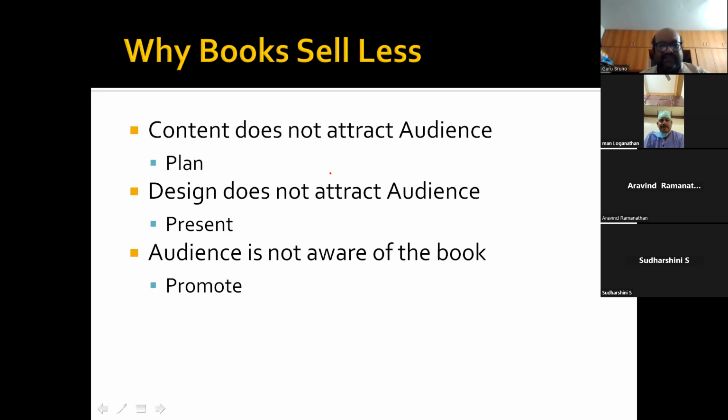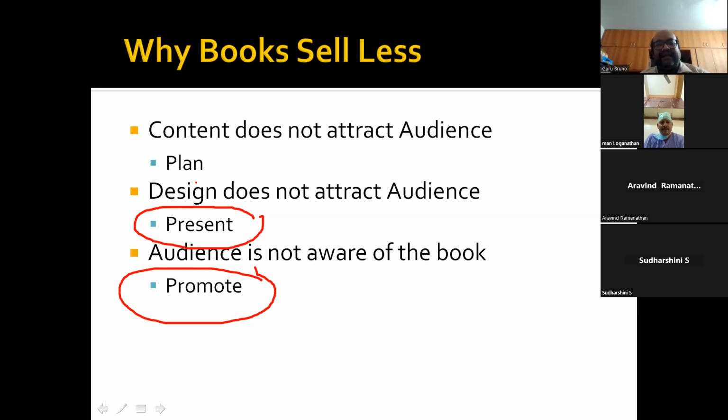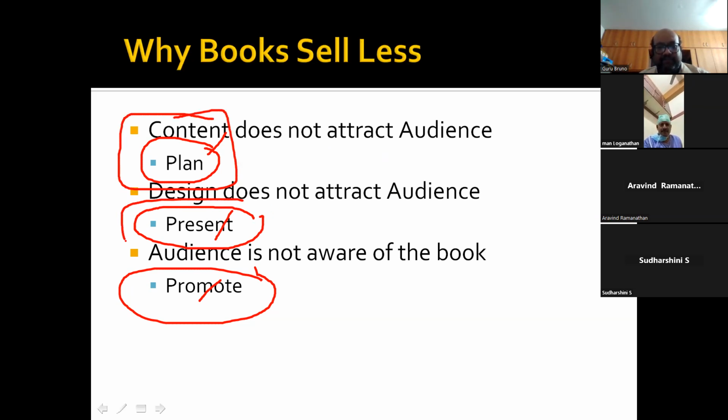Simple. To make the audience aware of the book, you have to promote the book. To make the design attract the audience, you have to present it in a good way. To make the content attract the audience, you have to plan. That's all. So do proper planning, do presentation, do promotion. Right now, most of the authors are doing the writing part and you are doing the printing part. But the real key in sales comes in the planning, presenting, and promotion.